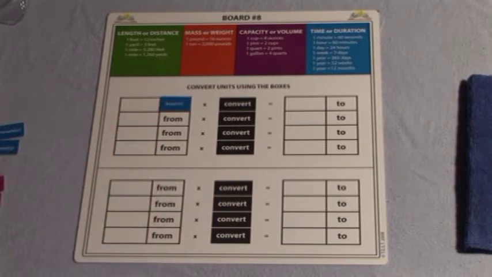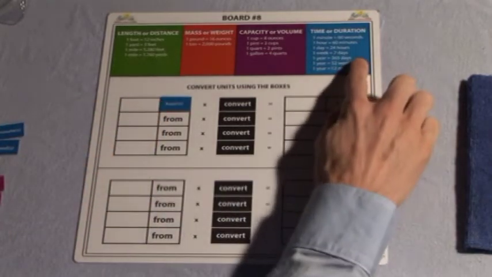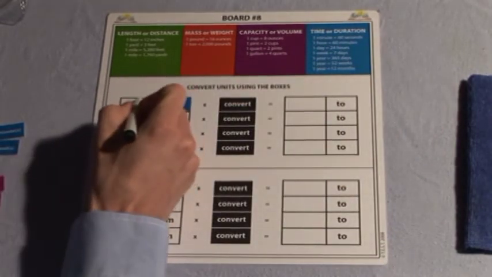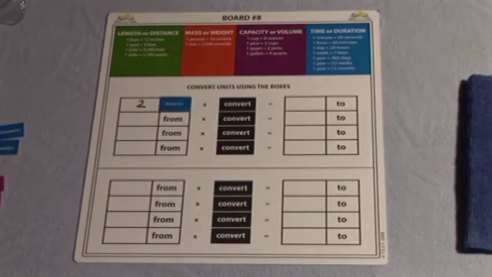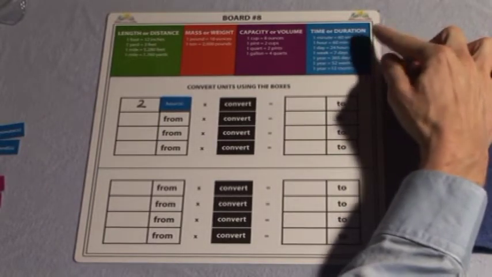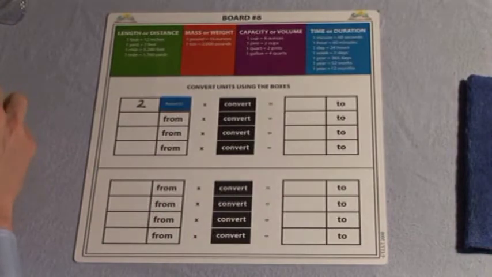So we place the hours piece, which is blue because it correlates with the time or duration, in the first box, and we add the number 2 because we're going to convert 2 hours to seconds. We can't go straight from hours to seconds because there's a unit in between, which is minutes. So the first thing that we have to do is convert hours to minutes.